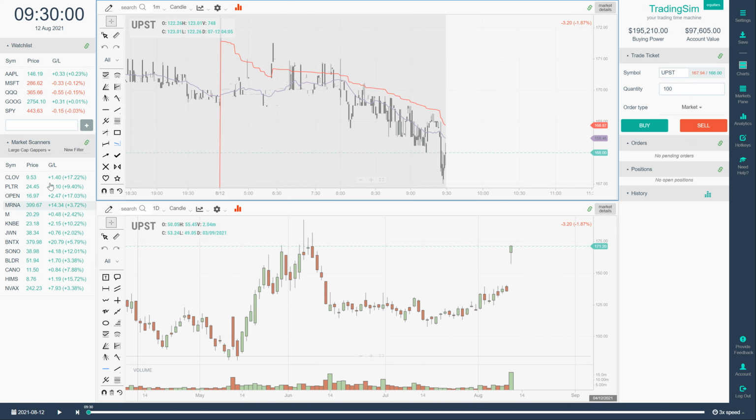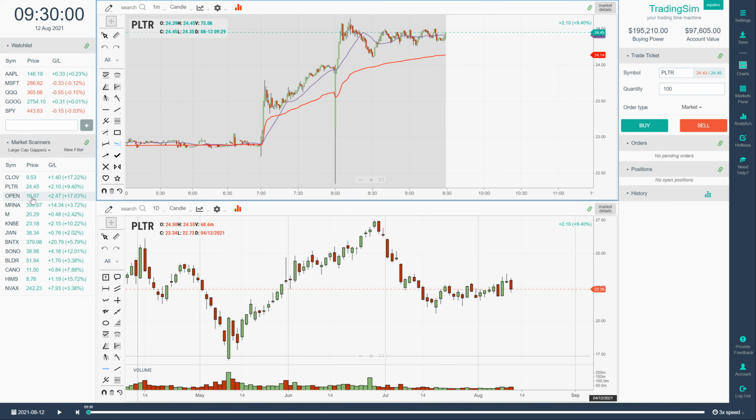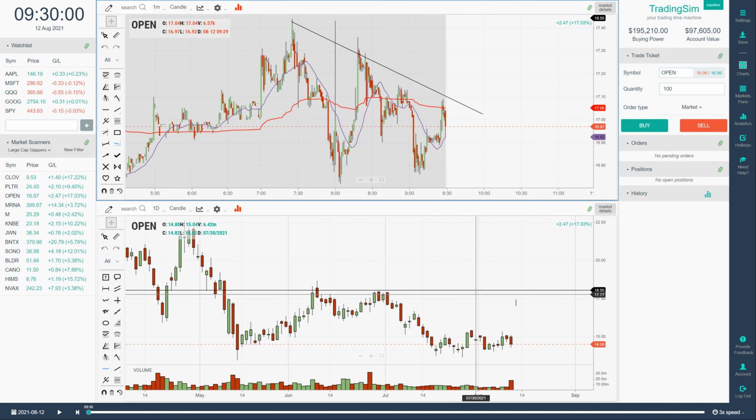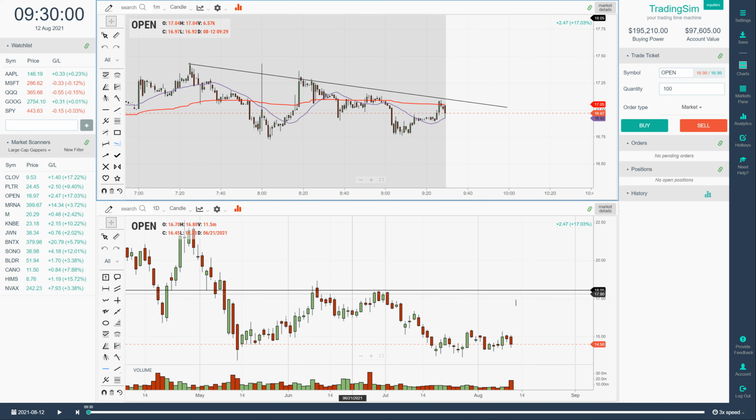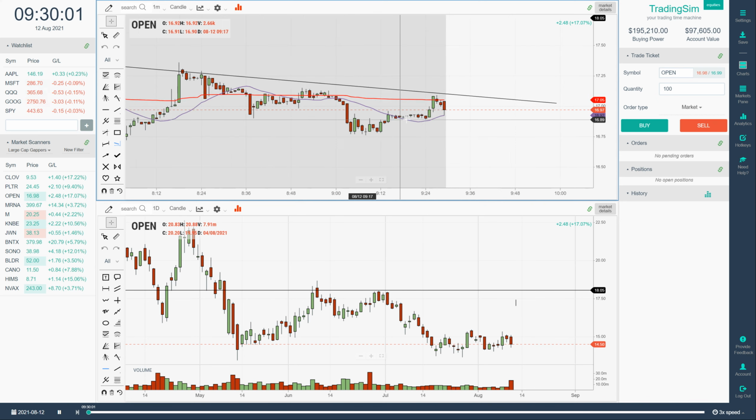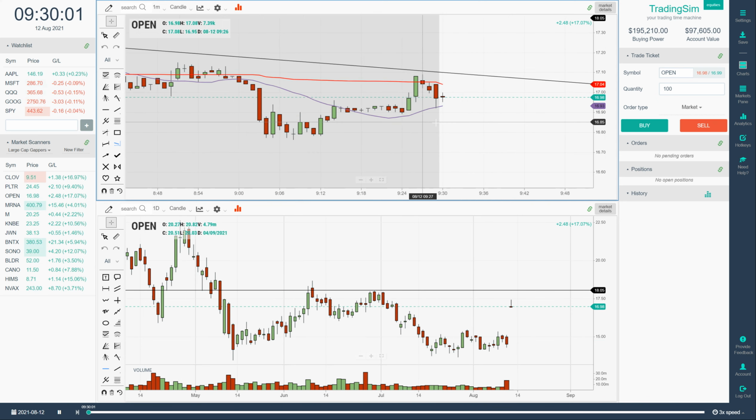So CLOV, nice little breakout here on PLTR. And again, we're looking for something that has a decent, let's take this one for example. Let's take this OPEN. So we've got a nice little triangle here. We've got a kind of a flag pattern in the pre-market, and it looks like we're gapping up into around $17. So I've got a line here right around $18 that may or may not provide resistance for us. So let's just push play here and see if we can find a nice little 1 minute opening range breakout.